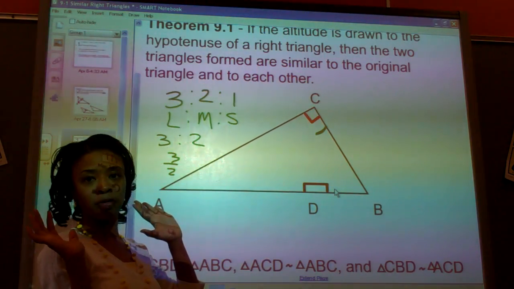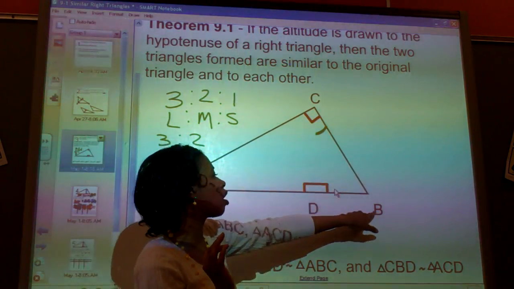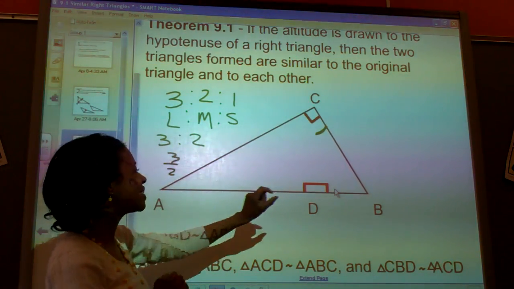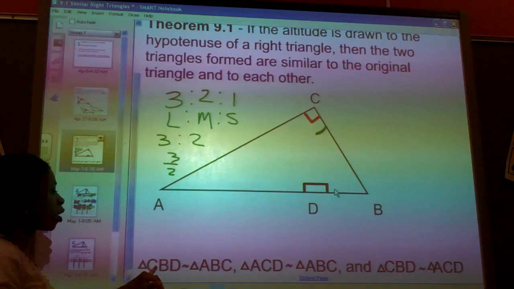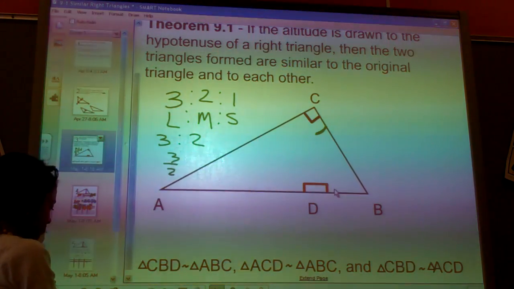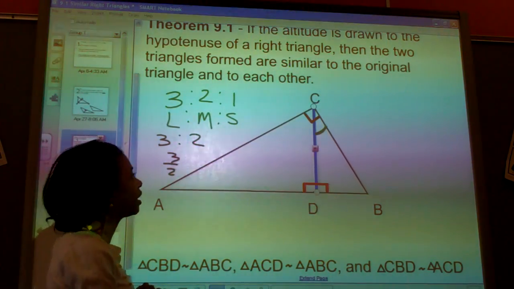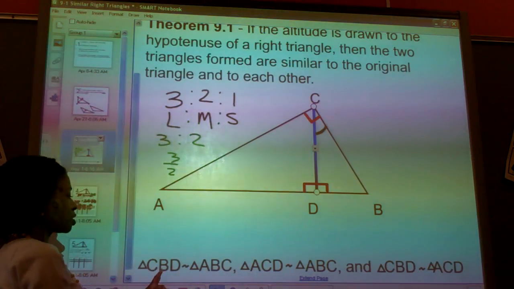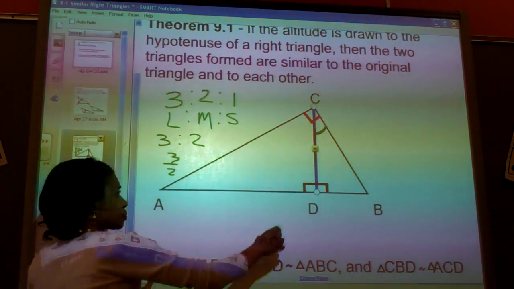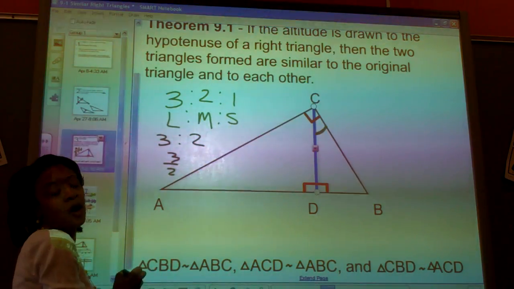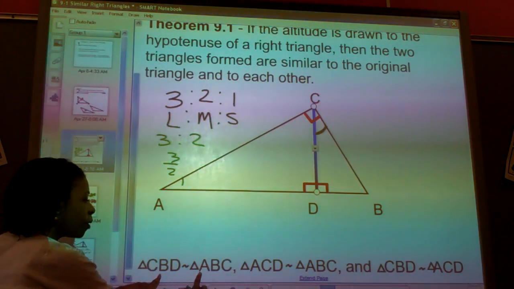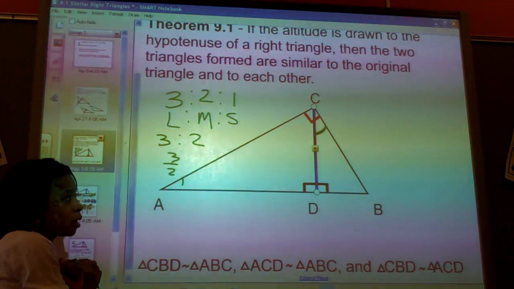Pretend that the altitude was gone. If I was just looking at the large triangle, where is that tiny angle that we just had from the small angle? What corresponds to A? So I'm putting that altitude back in. I see here on the small triangle CBD, C corresponds to A on the giant triangle. So I put them in the same position.